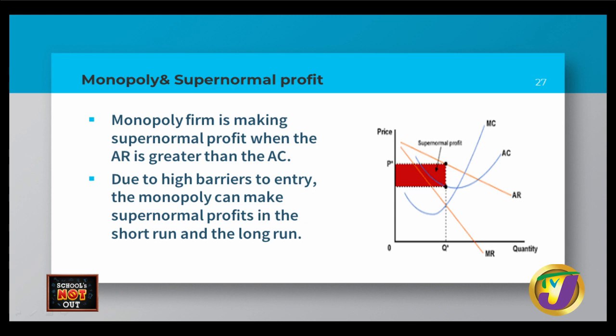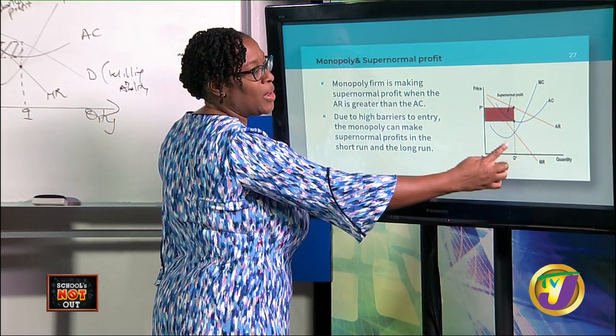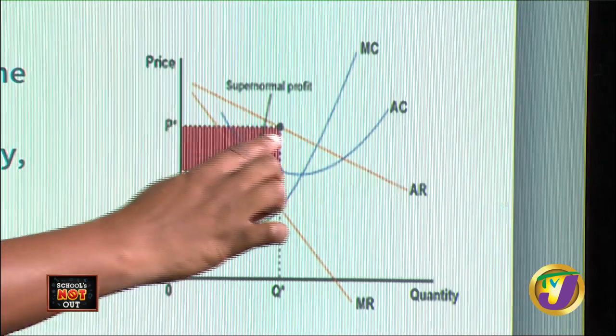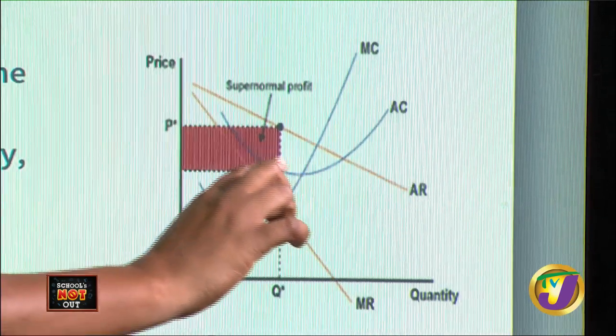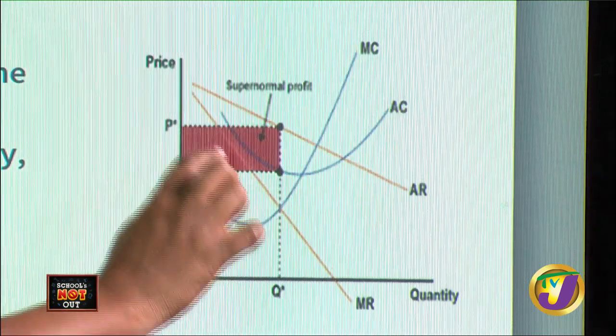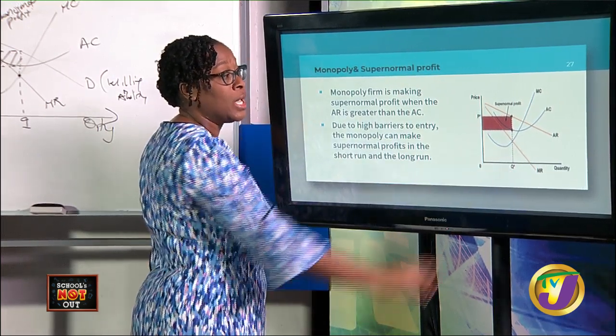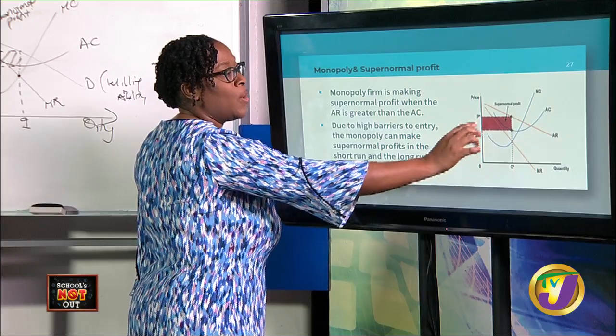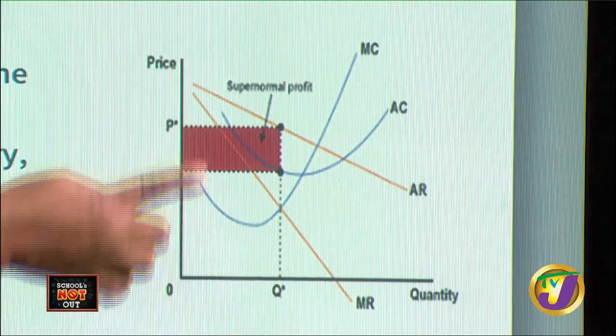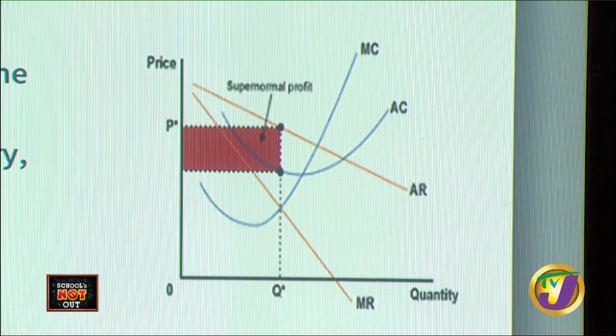So again, looking at the diagram here, and pay attention because sometimes in multiple choice, they show you a diagram and you have to determine what profit is being made. So again, the profit maximization point is here. The price that is being charged is associated with the average revenue or the demand curve. We look for the average cost curve to determine the cost of producing this level of output. The cost here, as we see, is very low, and the price that is being charged is high. And so this red block here represents supernormal profit under the monopoly situation.